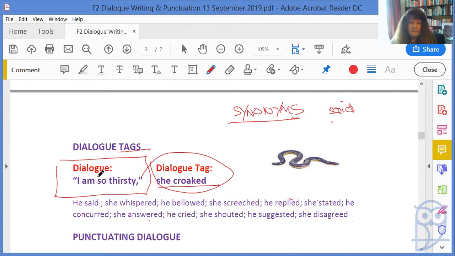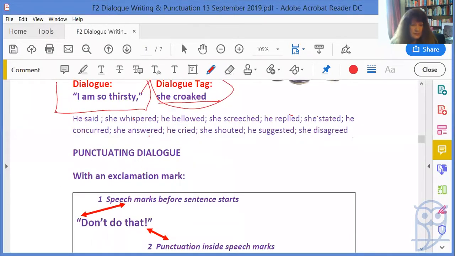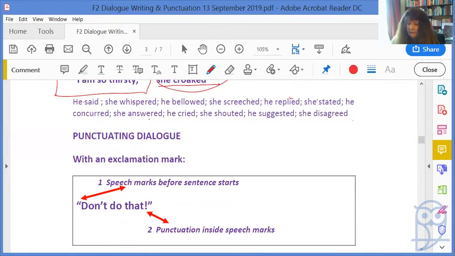Okay. Right, the reminder session now coming up, punctuating dialogue. If you've got an exclamation mark, look at the red arrows. Speech marks come before the sentence starts. Capital letter, "Don't do that!" And we've got an exclamation mark, we close inverted commas. Punctuation is always inside the speech mark. Okay.